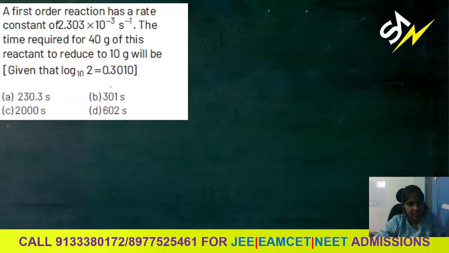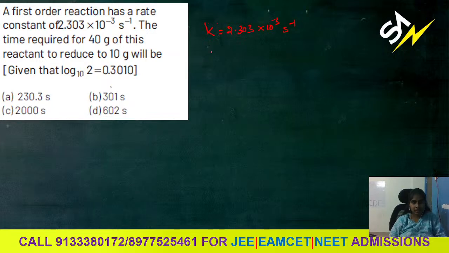A first order reaction has a rate constant of 2.303 into 10 to the power of minus 3 second inverse. That is, rate constant means the value of K as 2.303 into 10 to the power of minus 3 second inverse.